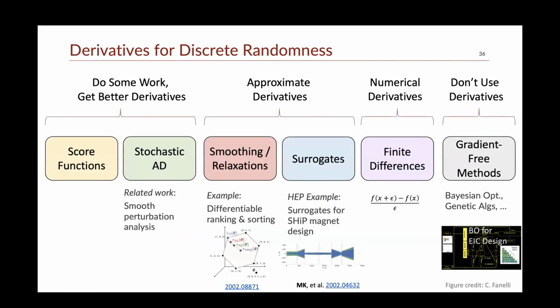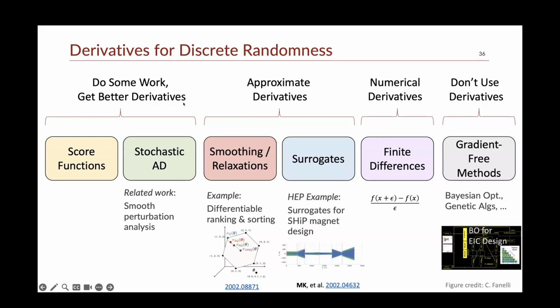And there are actually many different kinds of approaches, and this is a hot topic in different corners of the differentiable programming space. So we'll talk a little bit about these two on the left, what are called score functions and stochastic AD. And for those of you that may be familiar with it, the system stochastic AD that we'll talk about in some detail is related to what was also often called smooth perturbation analysis, which there was a bunch of work on, I think, in the 90s.